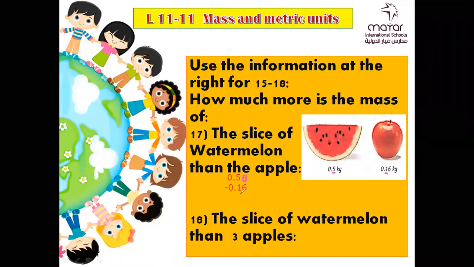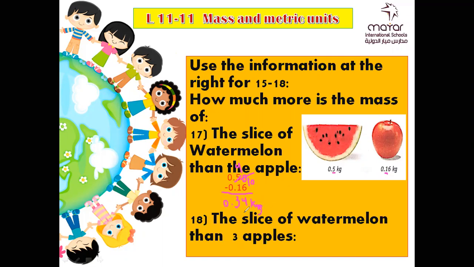Now, we start from where? From the right. 0 minus 6, we can't do it. We're gonna borrow 4. And this becomes 10. 10 minus 6 is 4. 4 minus 1 is 3. Decimal point 0. So the answer is 3400 kilogram.